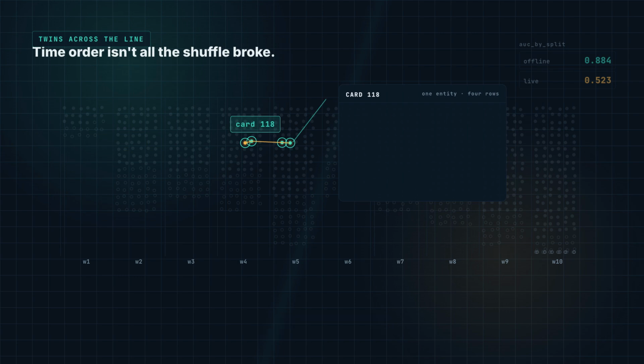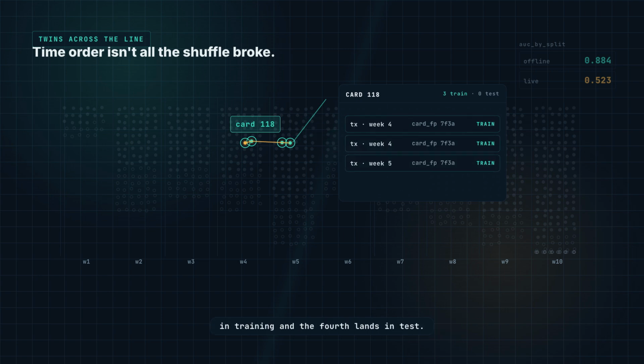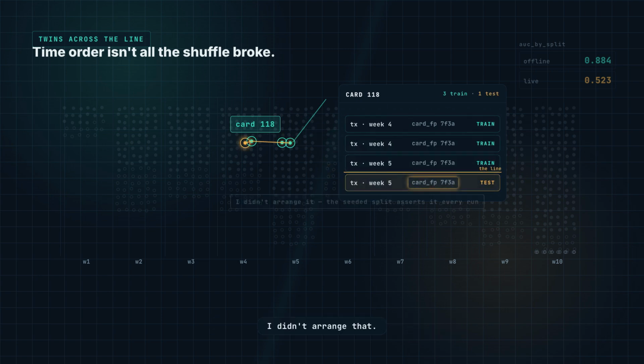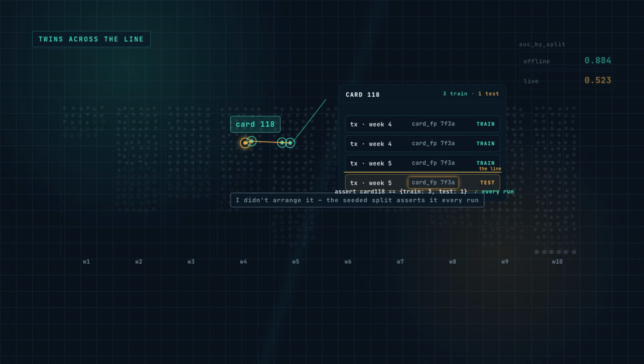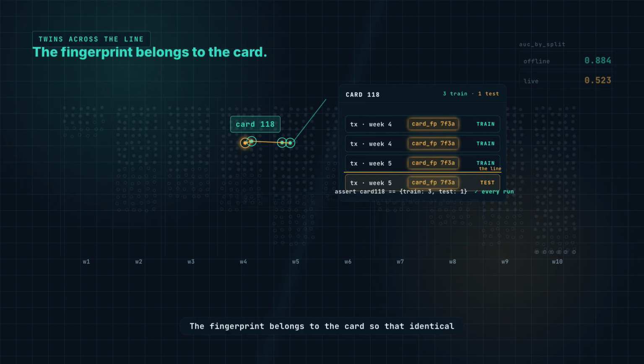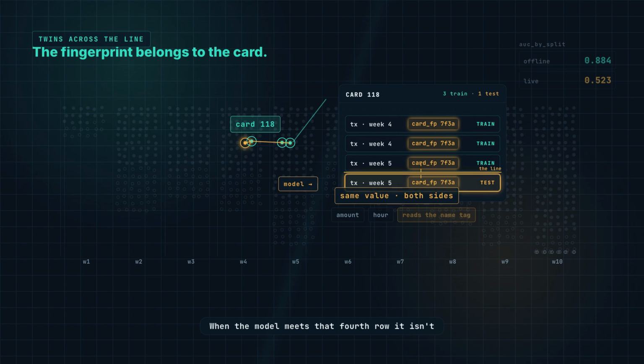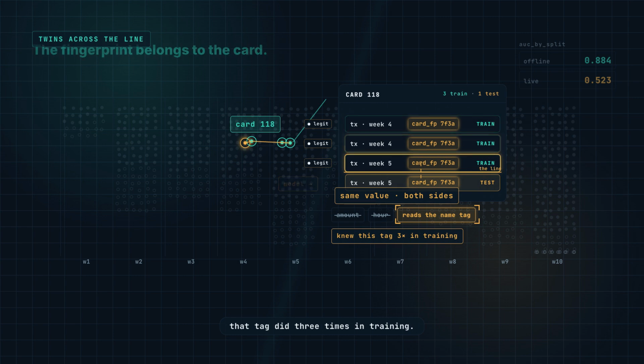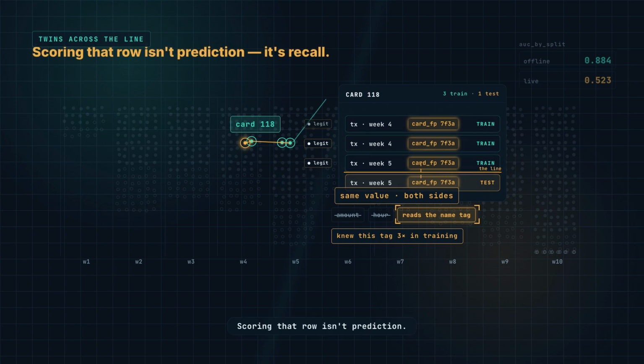Follow card 118. Under the shuffle, 3 of its 4 transactions land in training and the 4th lands in test. I didn't arrange that. The seeded split does it, and the script asserts it on every run. The fingerprint belongs to the card. So that identical value now sits on both sides of the line. When the model meets that 4th row, it isn't weighing the amount or the hour. It's reading the name tag, and it knows what the tag did 3 times in training. Scoring that row isn't prediction. The model is remembering it.